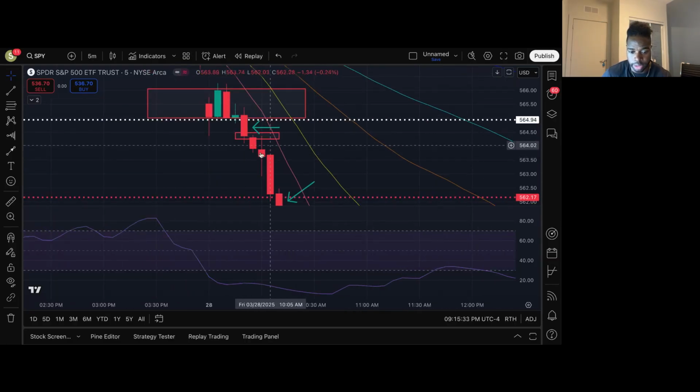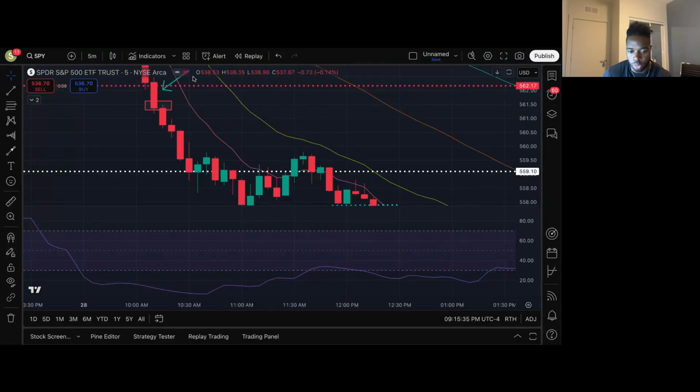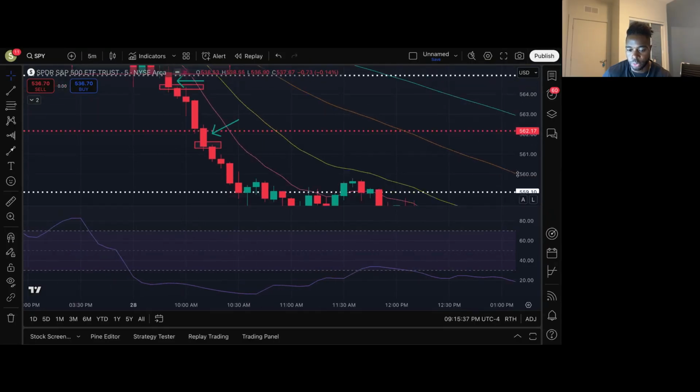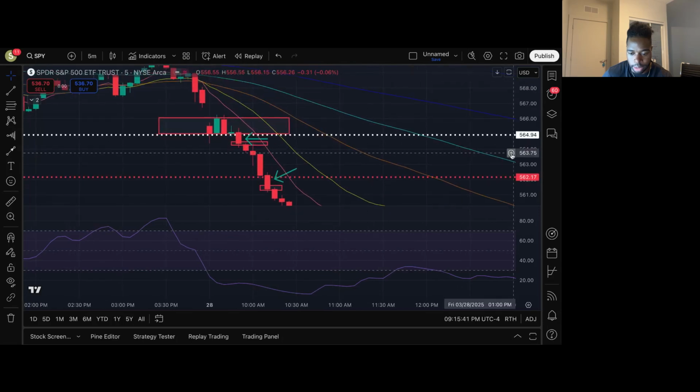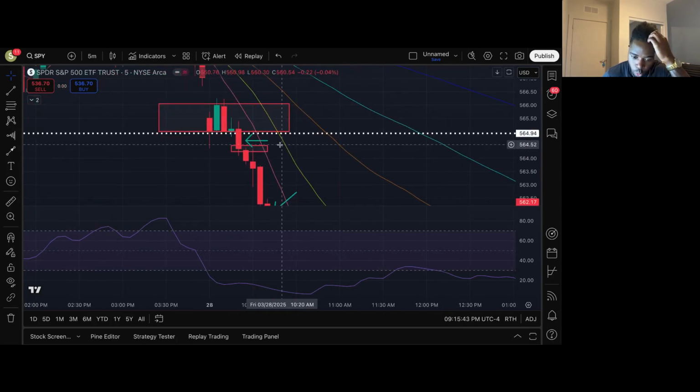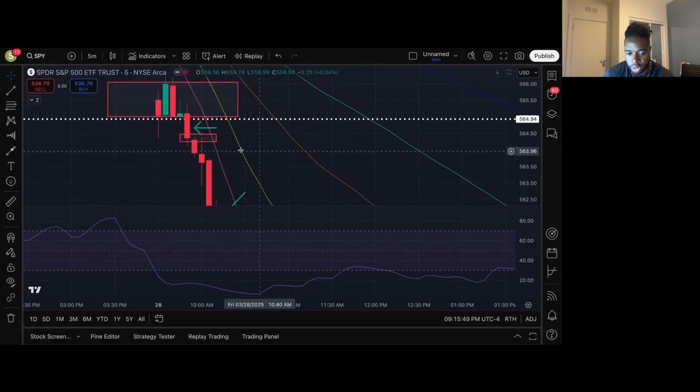So this is the game plan for today. If we look at it, we know the market went down. We already know what happened. Now we need to know how and why that happened. That's the big thing here. I know we got a break of structure here, and this probably would have been the best entry. I know it's cheating because I already know what happens.